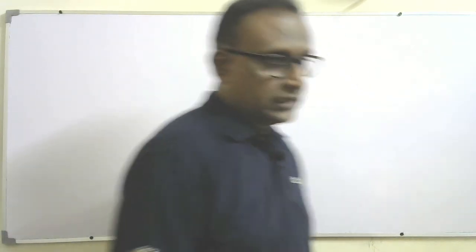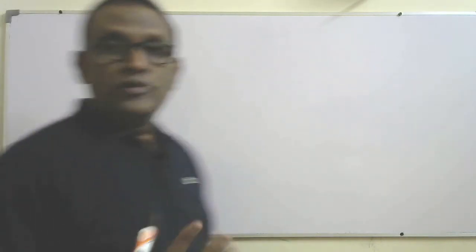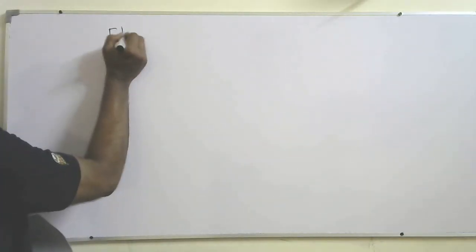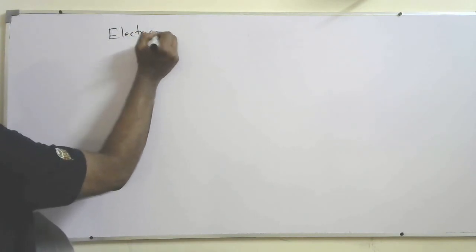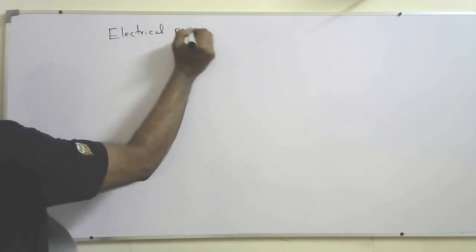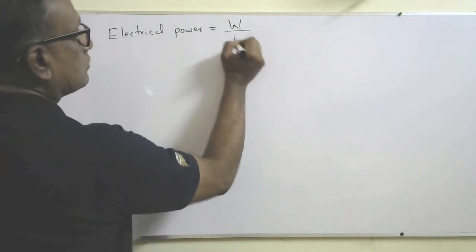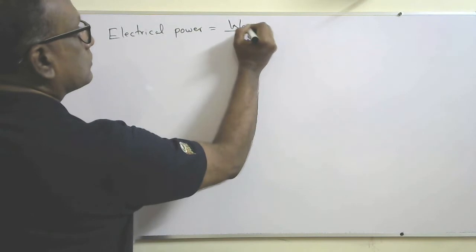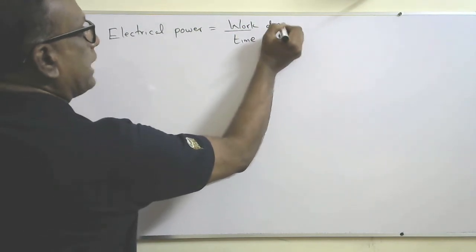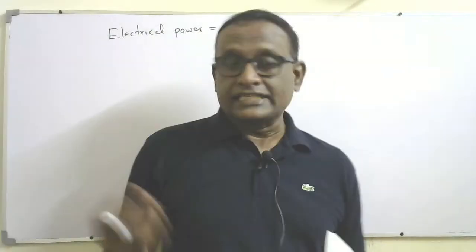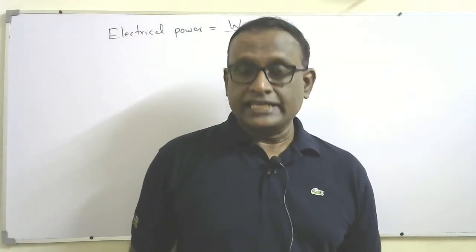Okay, so the next topic is electrical power. So you know electricity is a form of energy. So electrical power is defined as work done over time. So that means electrical work done divided by time. The rate of electrical work done is defined as electrical power.